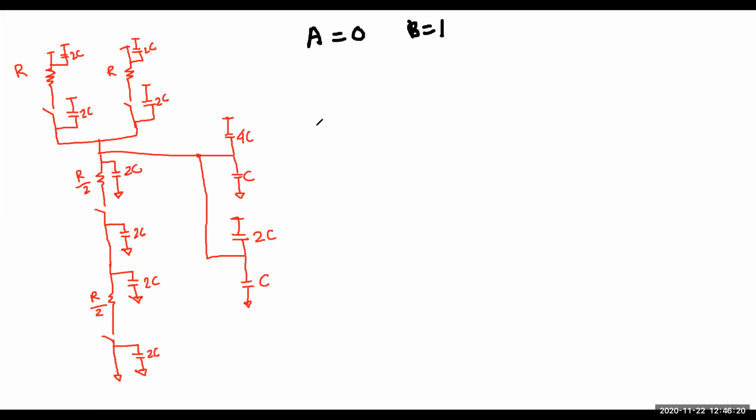Okay, now. So PMOS is on, right? For 0, on means this is connected, and B is equal to 1. That means this is not connected. So I'm going to keep it like this.